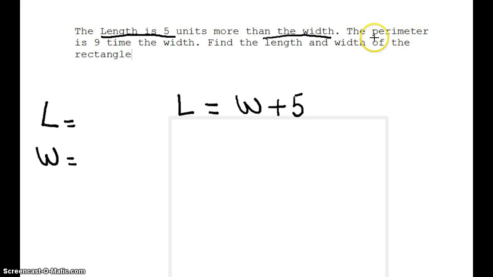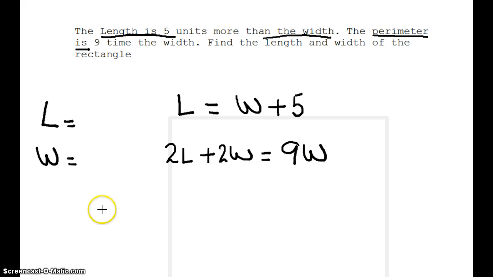It also says the perimeter, and we know that perimeter is what? 2L plus 2W. We know the perimeter is 2 times the length plus 2 times the width. The perimeter equals 9 times the width. Do I have two relationships now? Well, I have two unknowns and I have two equations.